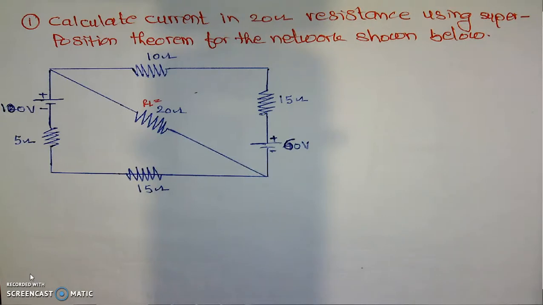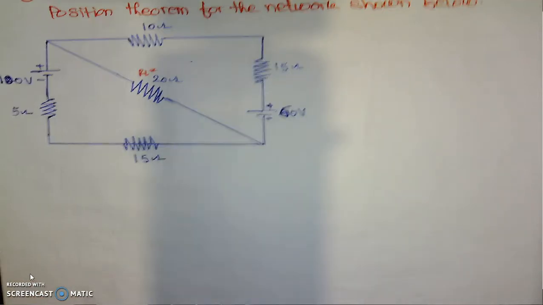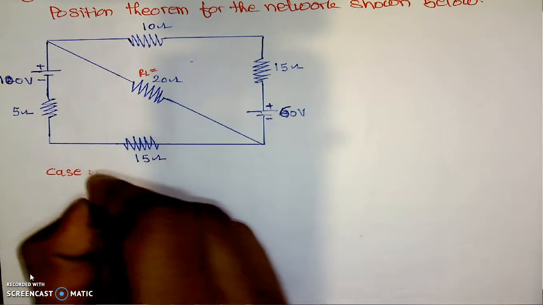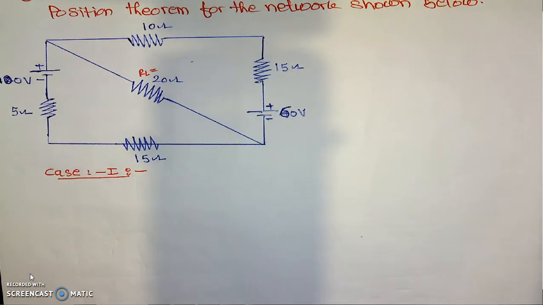Now here, as per the statement of the superposition theorem, we have to calculate the current in the 20 ohm resistance, considering each source at a time. In this case, we have two sources. That's why we need to consider two cases. I will start with case number 1. In the first case, we will consider the 100 volt source, and at that time the 60 volt source will be replaced by its internal resistance.